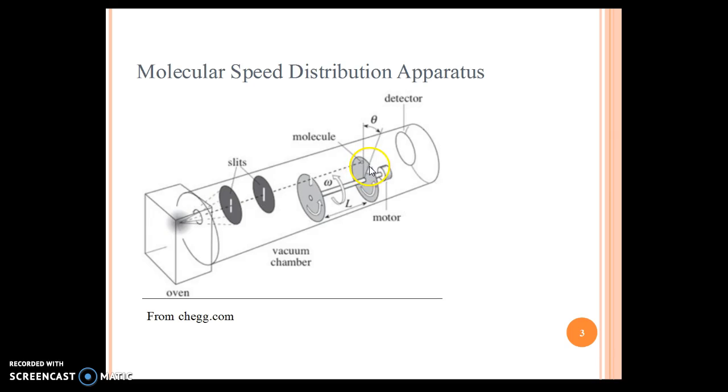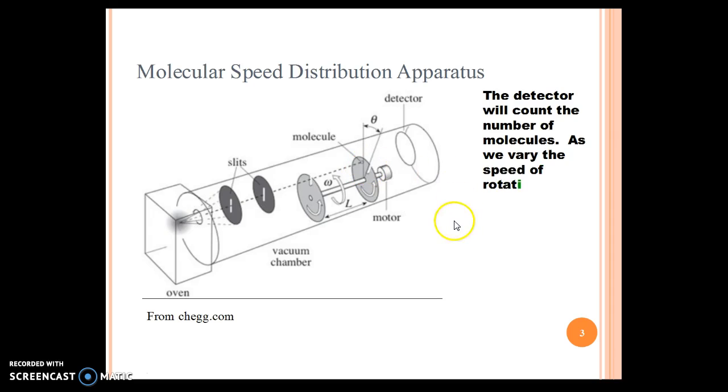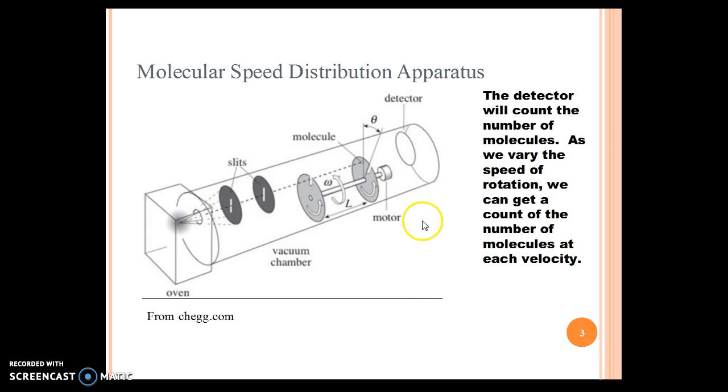And you can measure the angle between when they hit the chopper and the place where they hit the disc, and that, of course, with the length gives you the distance that they're traveling in a given, say, millisecond, and therefore the molecular speed. The detector then will count the number of molecules with each packet. As we vary the speed of rotation, we can then get a count of the number of molecules at any given velocity. And of course we can then plot that against the velocity.